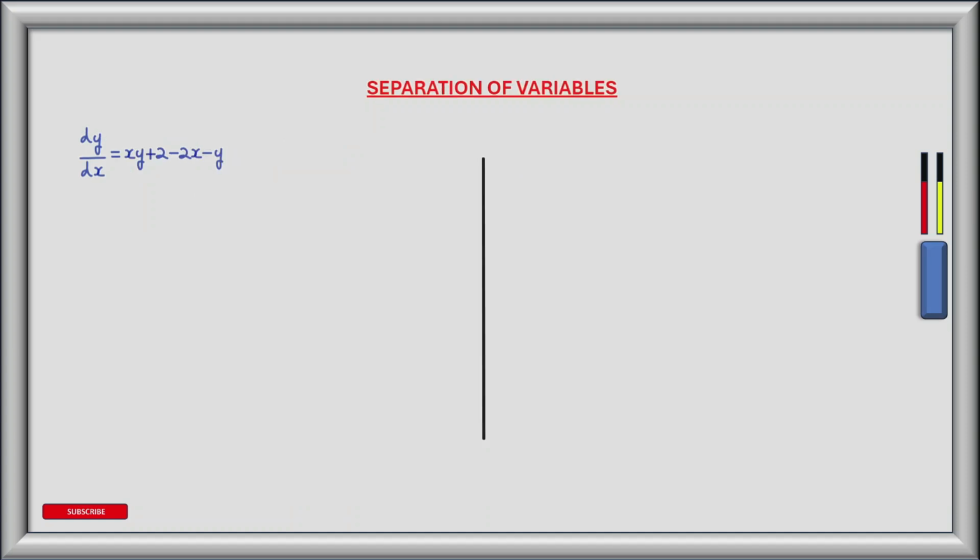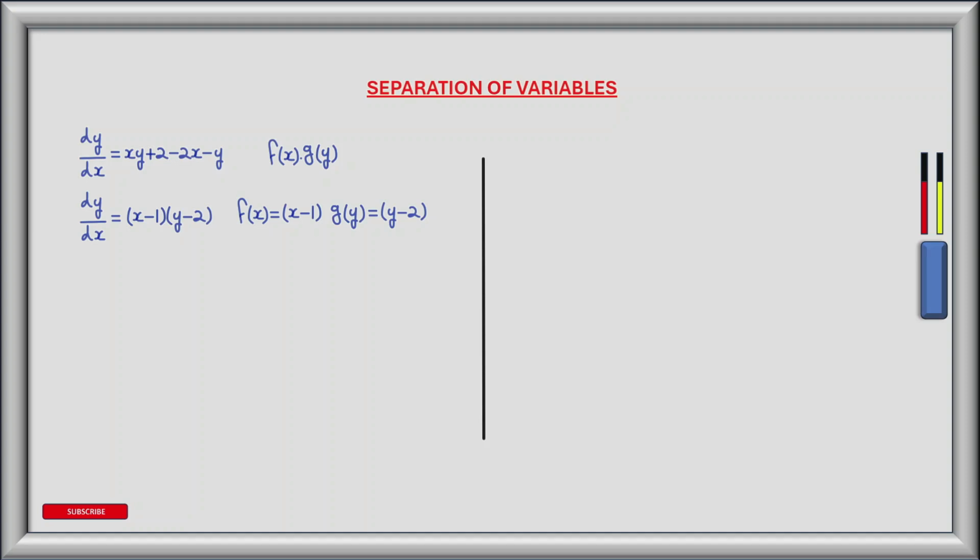Now let's look at another example. Let's find the general solution to the first order differential equation dy/dx equals xy plus 2 minus 2x minus y. To use the separation of variables technique to solve this differential equation, the first thing we need to do is ask whether we can get the right-hand side into a form where we have a function of x multiplied by a function of y. With some algebraic manipulation, which I said we might need, we can rewrite this equation as dy/dx is equal to (x minus 1) multiplied by (y minus 2).